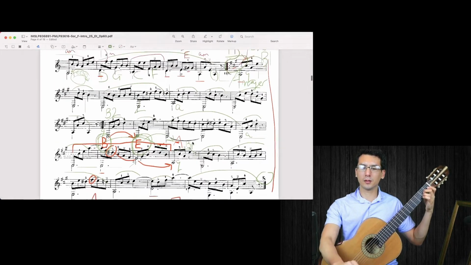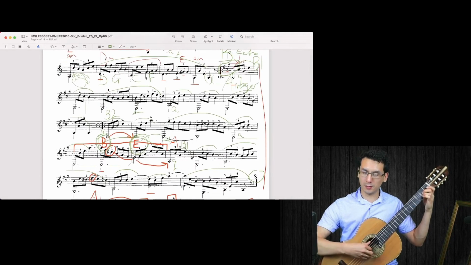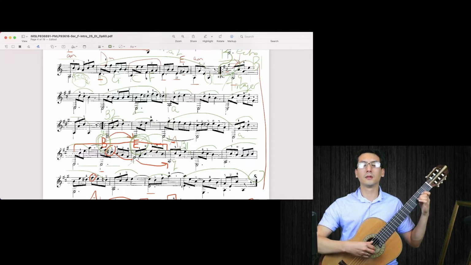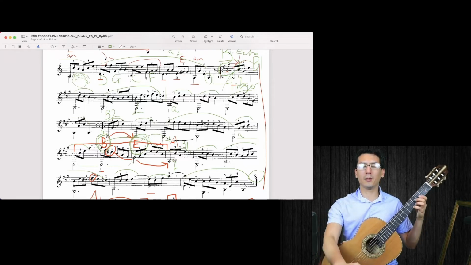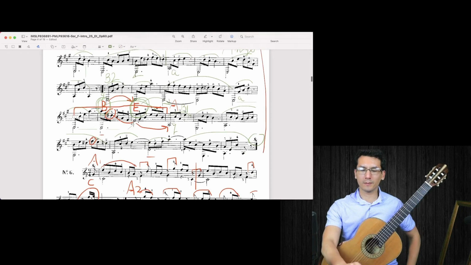As well. So you might recognize some music from earlier. And then we finish with something a little bit different here, but it's still the same phrase structure, 1 + 1 + 2.